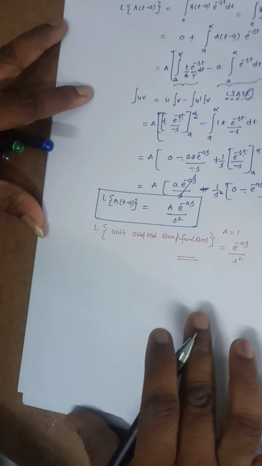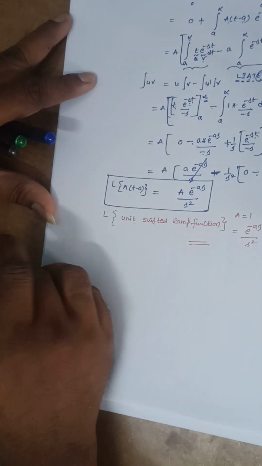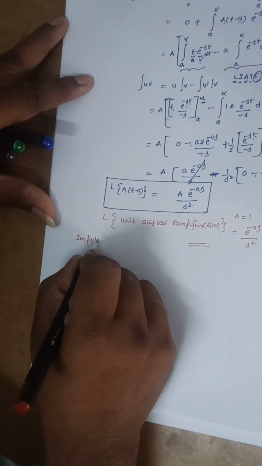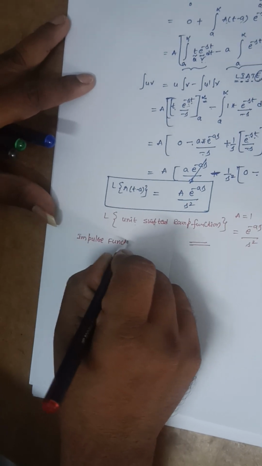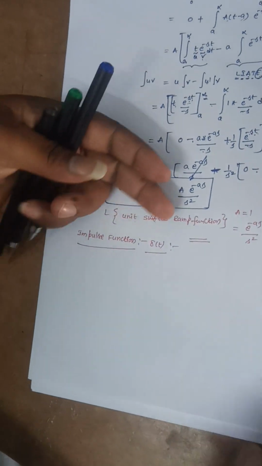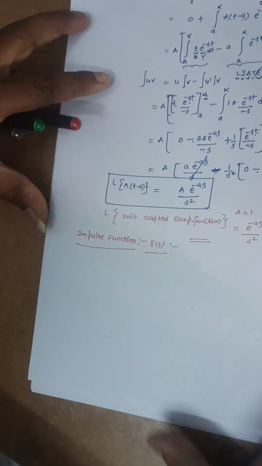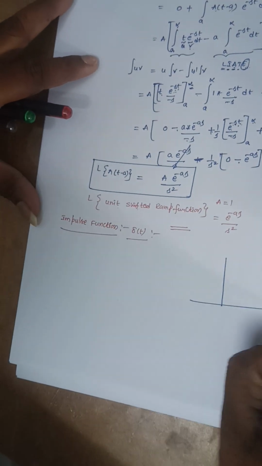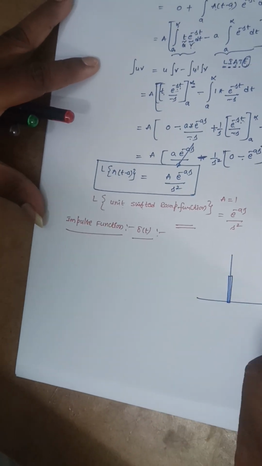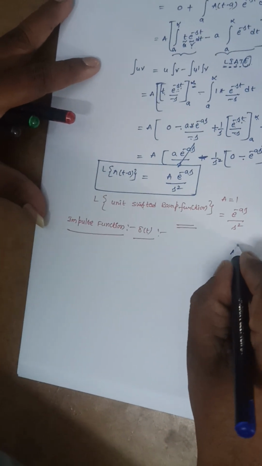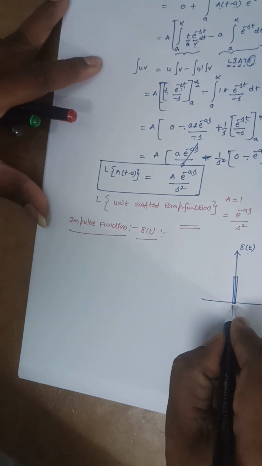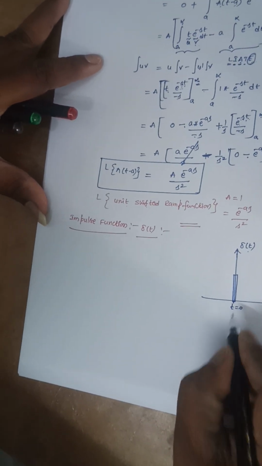Next thing here is the unit impulse function, and its Laplace transform. Normally this impulse function is denoted as delta of t. The graphical representation of this impulse function is like this. So it is t, it is delta of t, and the value of delta of t will exist only at t is equal to 0. So this point is at t is equal to 0.